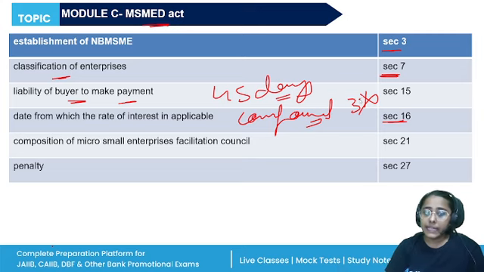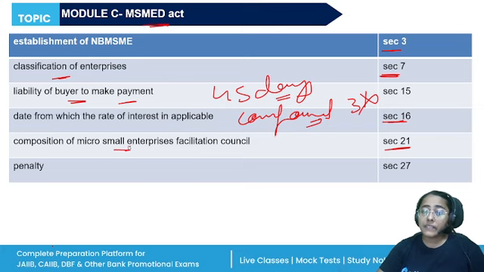Then section 21 talks about the composition of the Micro and Small Enterprises Facilitation Council. Under section 21, the Director of Industries will be there, along with one or more office bearers or representatives of associations of micro and small industry.